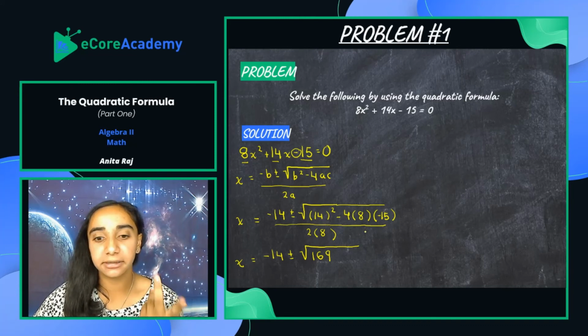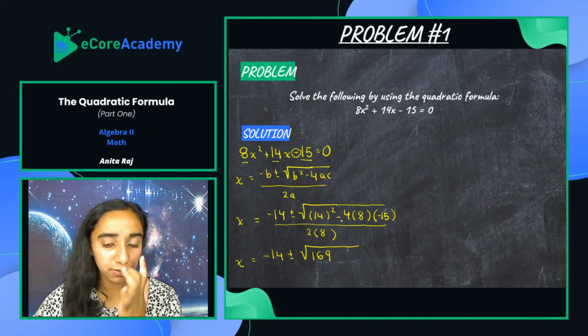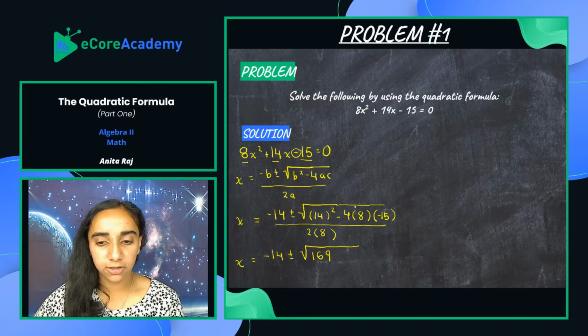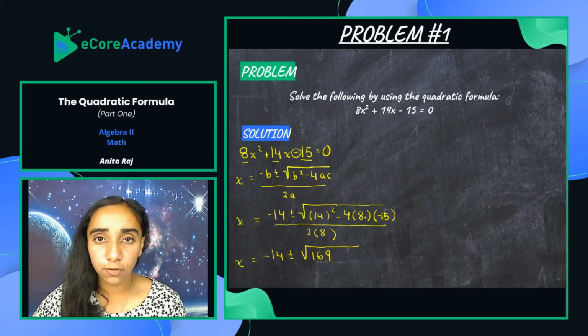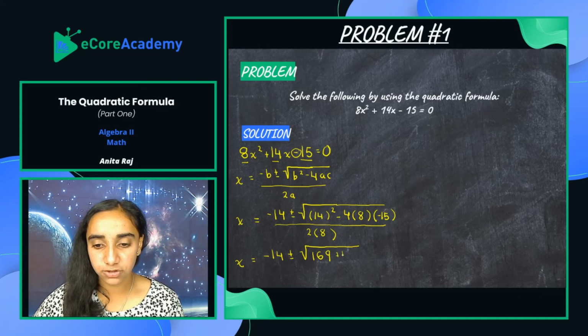Just know that on an assessment you might not have access to a calculator, so be able to multiply these numbers out. So if we multiply negative 4 times 8, we get negative 32, and negative 32 times negative 15 gets us to positive 480, because especially with this negative 4ac part, you need to be conscious of sign changes. So negative times negative is positive, so we end up getting plus 480. And then that will be over 2 times 8, which is 16.